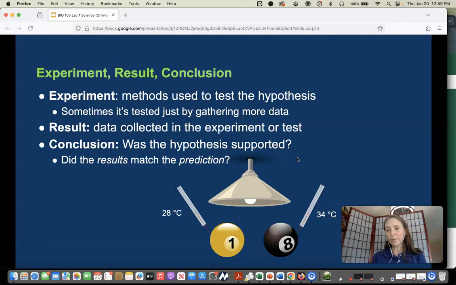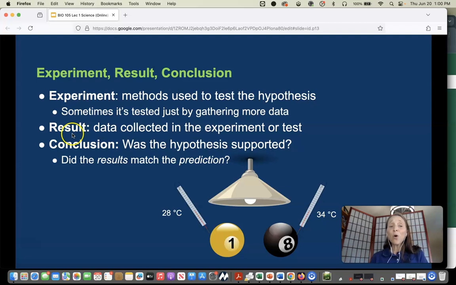Now, when you talk about experiment, results and conclusion, our experiment is going to be the method that we use to test our hypothesis. So again, sometimes it's tested just by gathering more data. So you may look at this light and take a darker ball, maybe it's a black ball, maybe you might try a blue ball, and test it against these lighter color balls. So again, maybe a yellow ball, maybe a white ball. And you may document the temperatures of those balls after a certain amount of time. So that would be your experiment, right? Your methods that you're using to test your hypothesis.